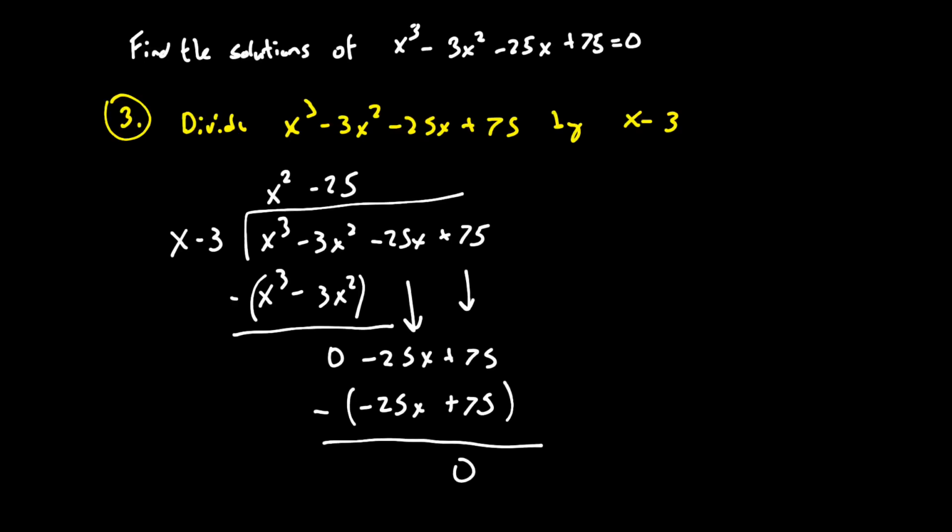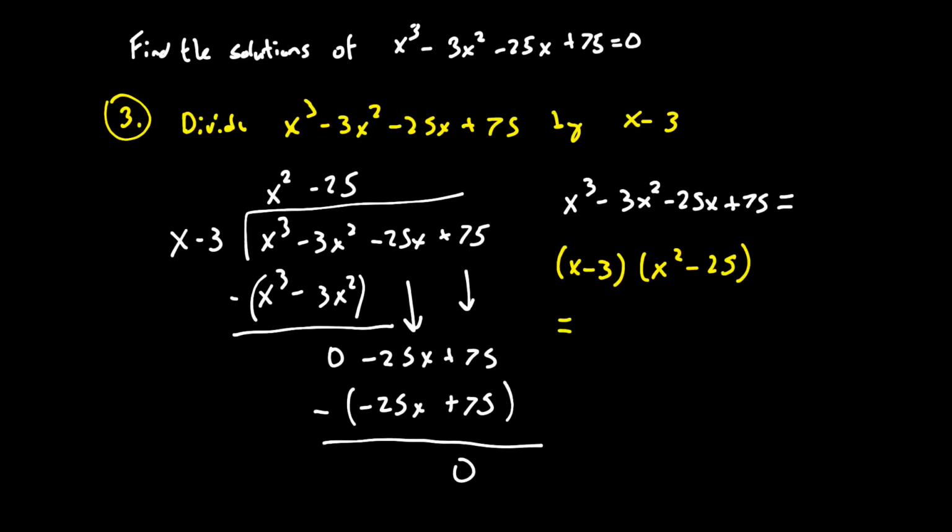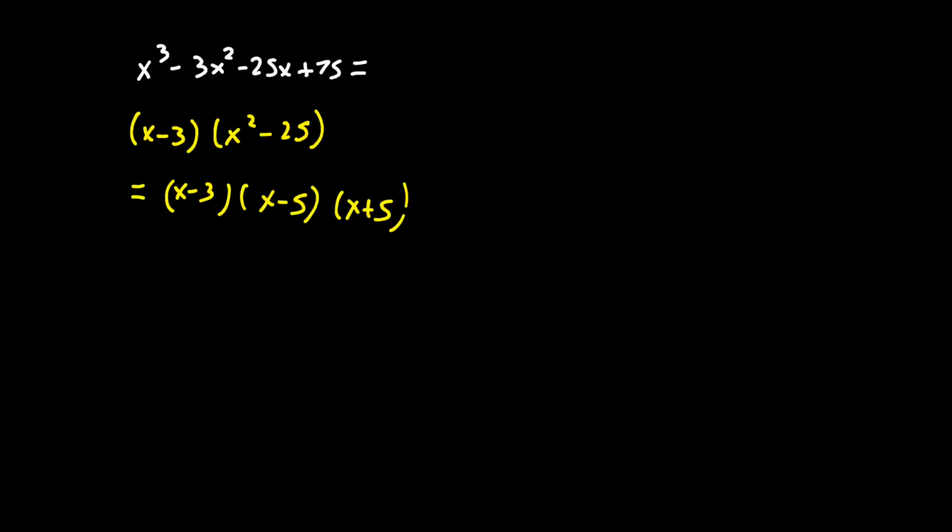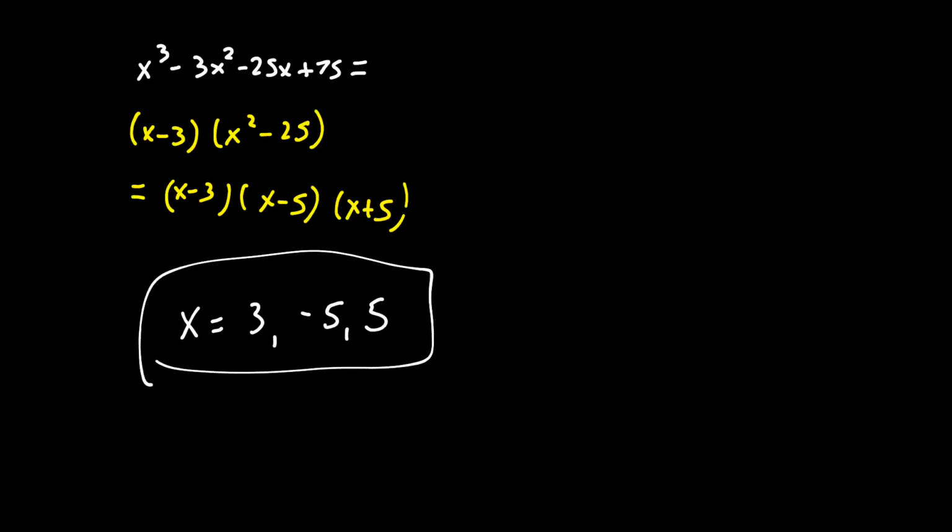So this gives us that x cubed minus 3x squared minus 25x plus 75 is going to be equal to x minus 3 times x squared minus 25, which factors out to be x minus 3 times x minus 5 times x plus 5. What we conclude then is that the zeros of this polynomial are going to be x equal to 3, negative 5, or 5. And so these are the solutions to the original equation.